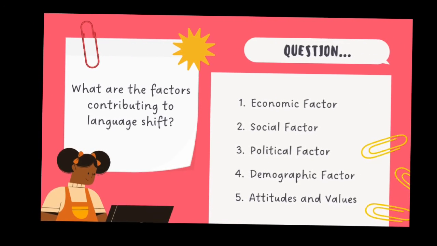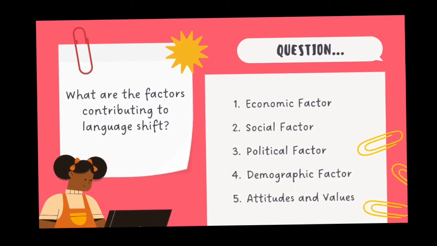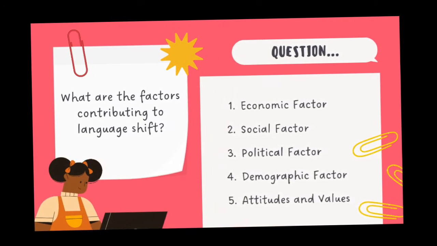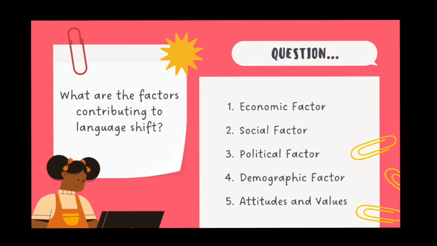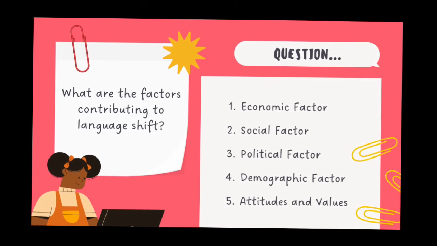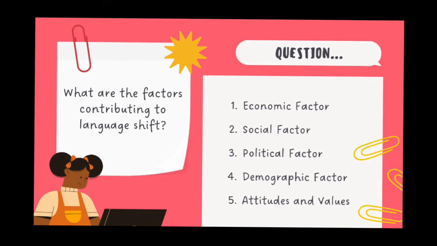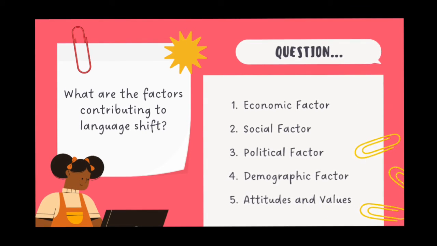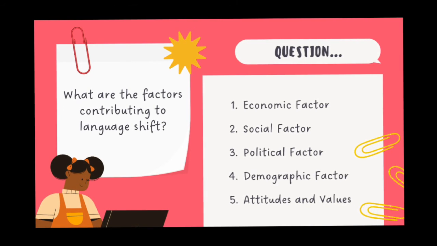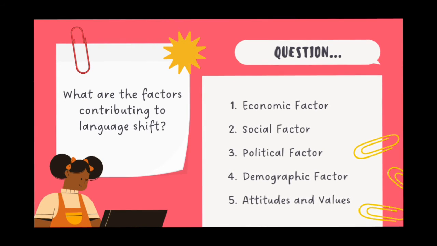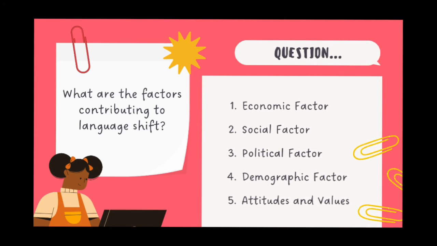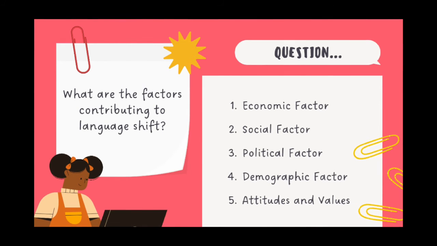Obtaining work is the most obvious economic reason for learning another language. For instance, people learn English in order to get a good job. This results in bilingualism. So when we say people tend to learn English to get a better job, it's because we all know that in the Philippines we use the English language as a skill for better communication, for us to get a good job. And that is why the economic factor is one of the factors that contribute to language shift.